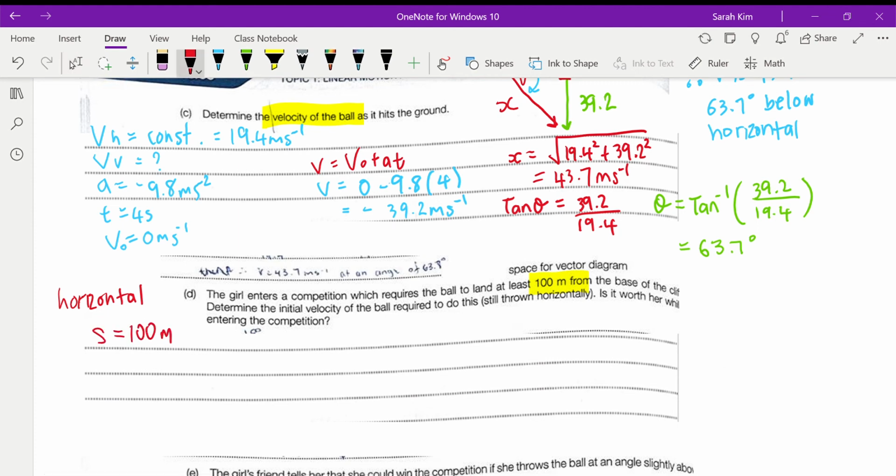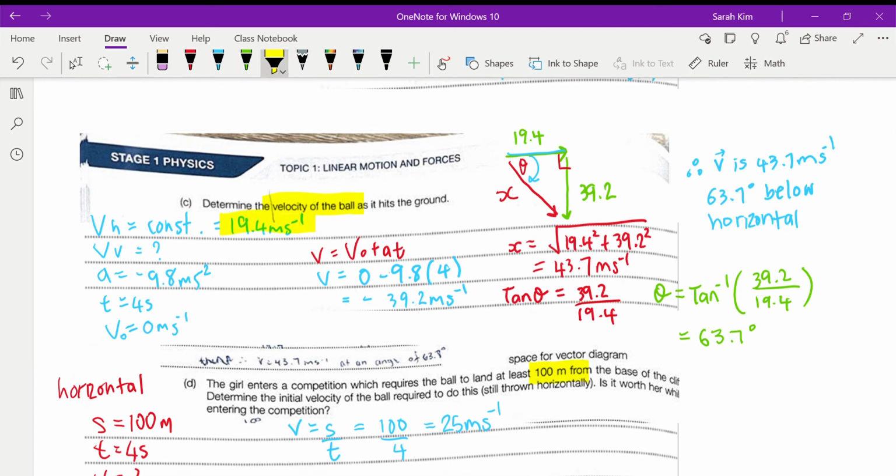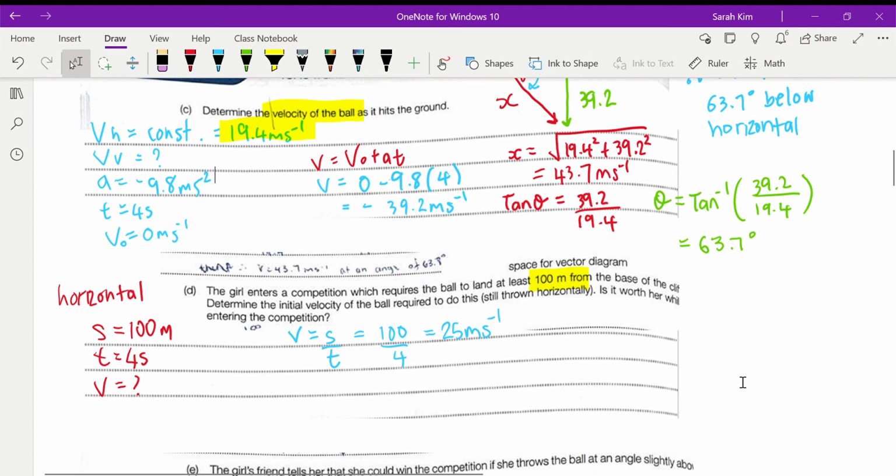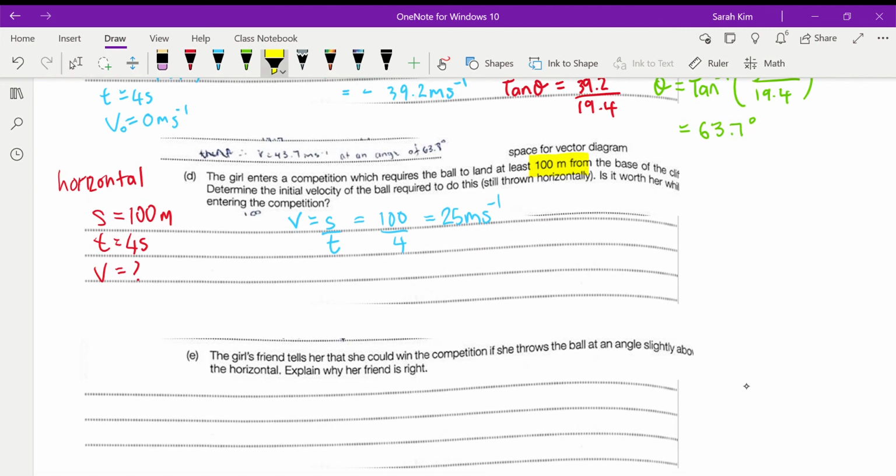So for her to be in the competition, it has to be at least 100 meters. My time is say 4 seconds. So my velocity is what we're trying to find. Okay, so my equation, v equals s over t. So you should sub that value in. So 25 meters per second is what we want her to be at minimum. What was hers? We calculated it to be 19.4, so she's not quite there. She's not going fast enough, so she shouldn't really bother entering the competition. So my answer is no. That's what you would conclude: no, as she throws approximately 20 meters per second.